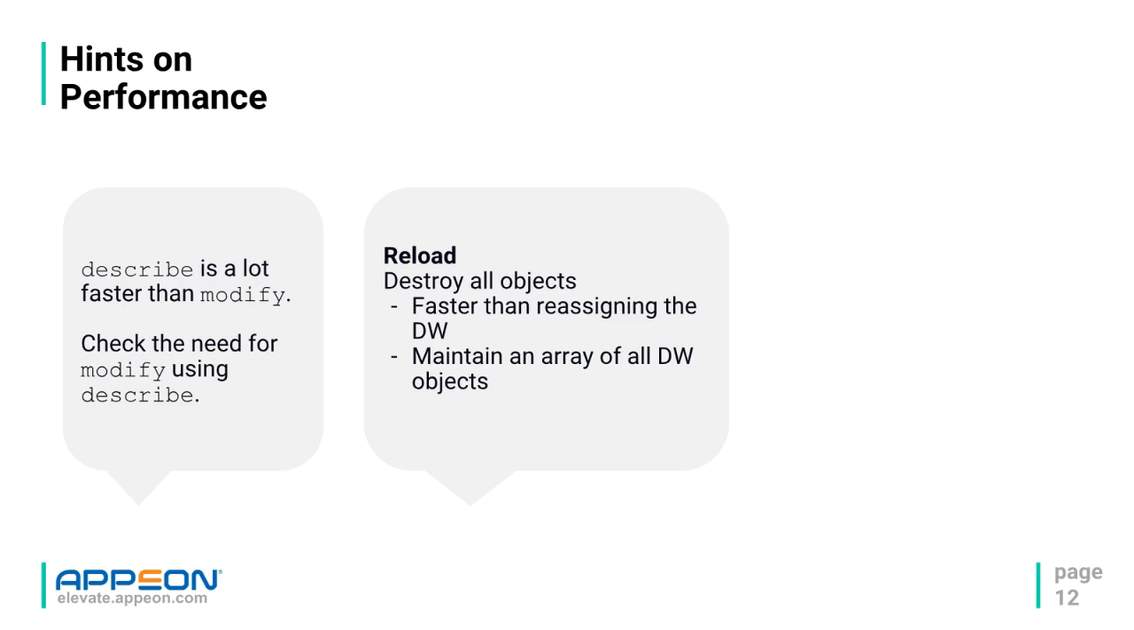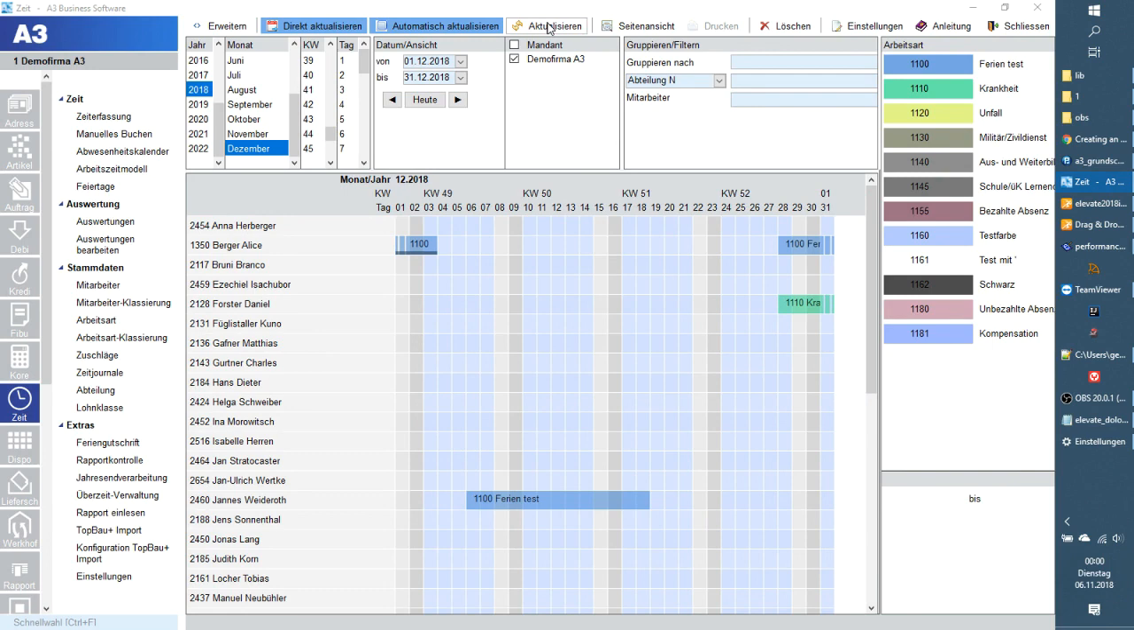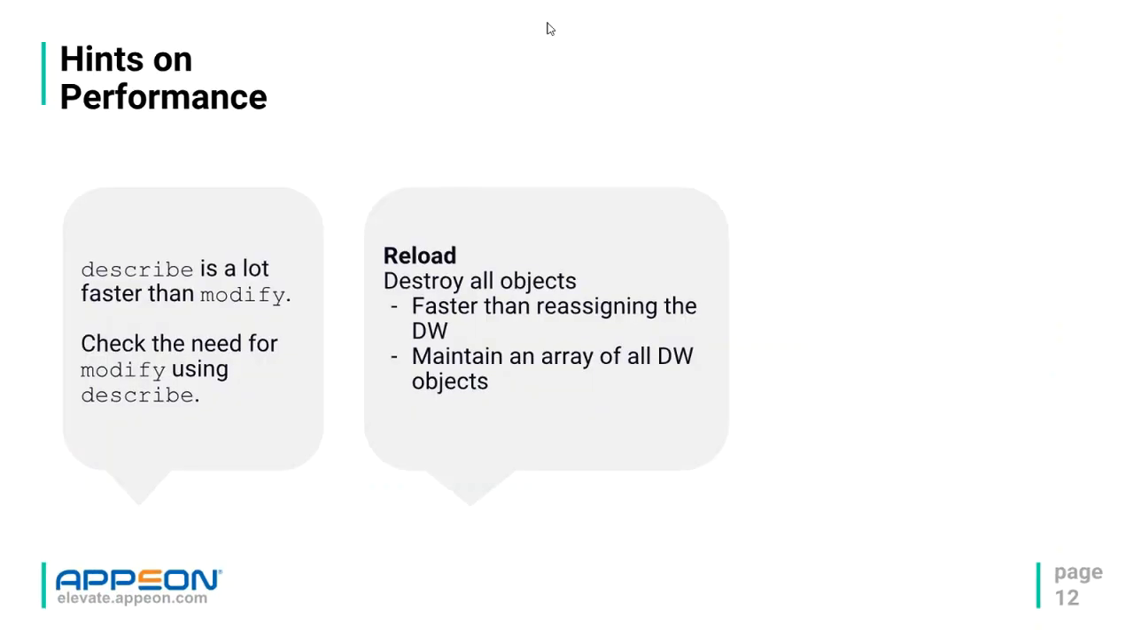And with that calendar here, if I do reload, that's pretty fast, right? It's recreating all the entries. It's 1 or 2 seconds. The other way, if you reassign it, it's like 4, 5, 6 seconds.